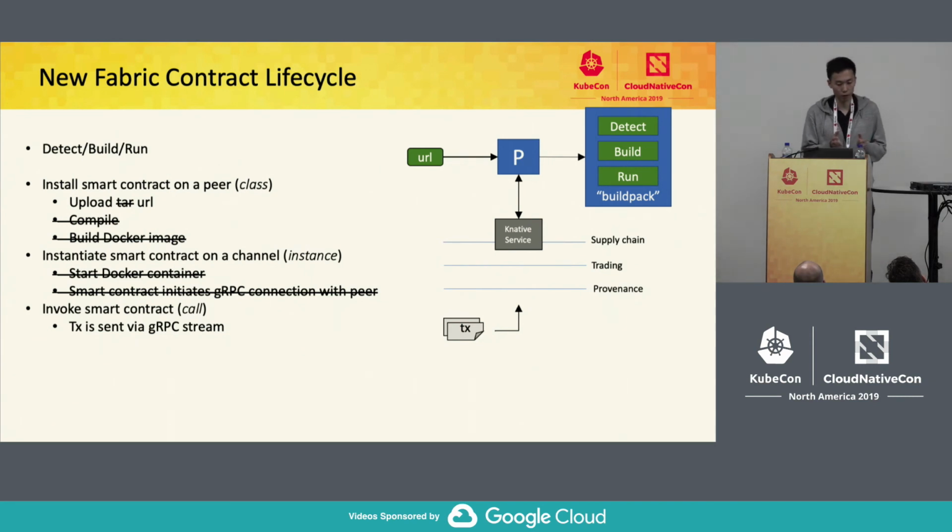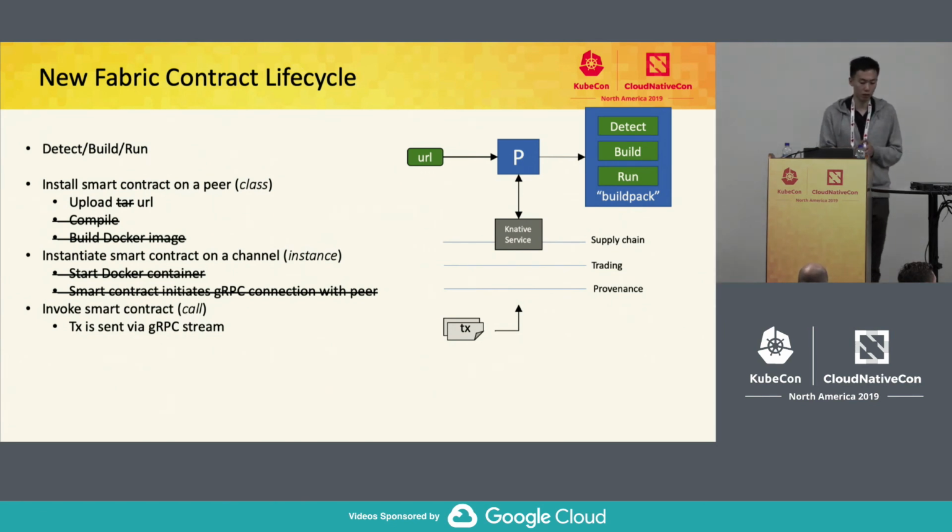And you can plug in whatever logic into these phases. Then we alter this build phase, basically saying, OK, just store that URL locally. Whenever the smart contract is called, we will just go to this URL and proceed. The new lifecycle will be, instead of uploading the tar, you will just upload a URL. And the peer doesn't compile, it doesn't build a Docker image anymore, it just stores that URL locally.